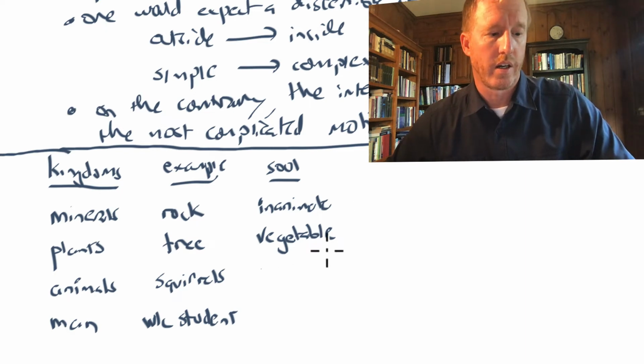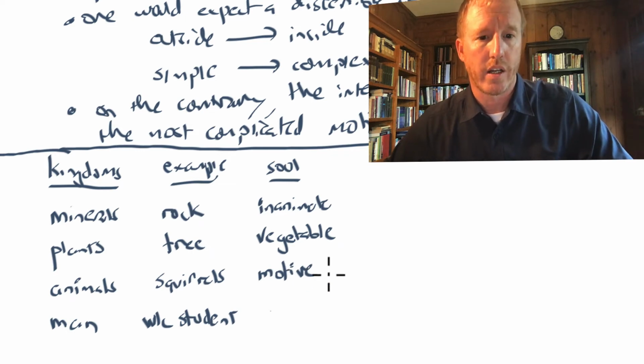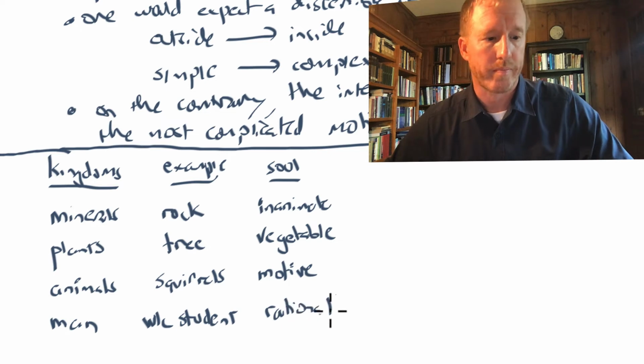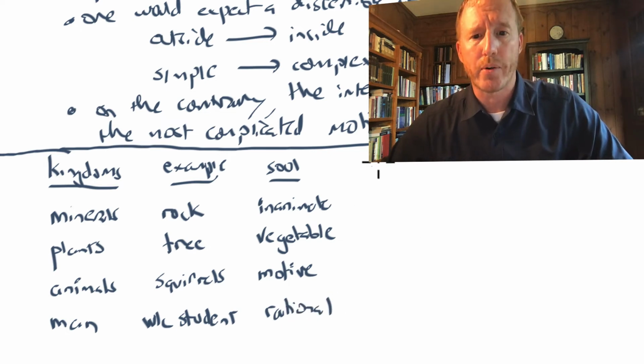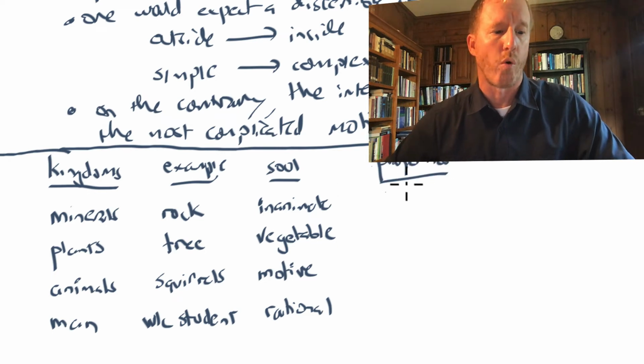Okay, what about a squirrel? Well, it has what you might call a motive soul. Squirrels have a soul, a property, a form that's different than that of trees. And a WLC student, or more generally man, has a rational soul. And the properties of these substances are derived from the type of soul or form that they have.